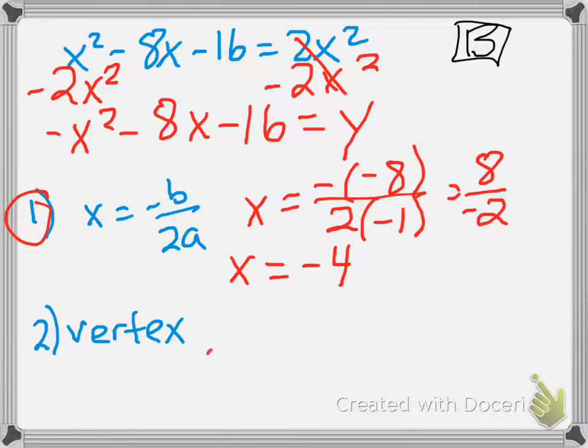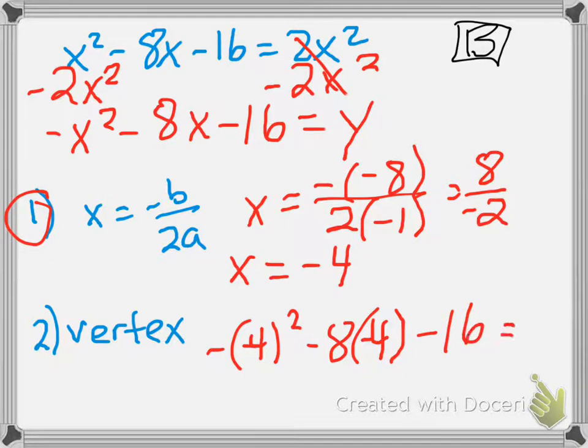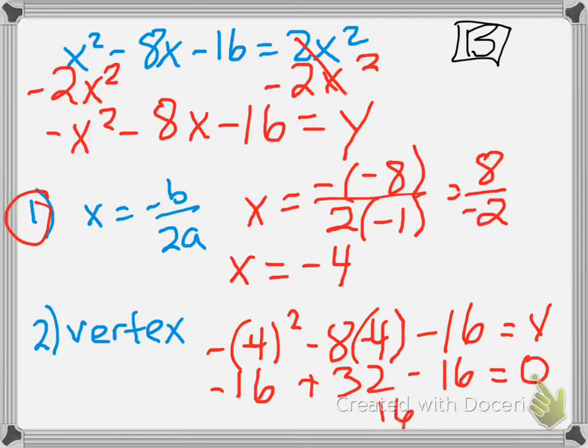My vertex is negative 4 squared minus 8 times a negative 4. Sorry, that's negative. Minus 16 equals y. A negative 4 squared is a positive 16 times our negative sign is a negative 16. Negative 8 times a negative 4 is positive 32. Minus 16 equals y. Negative 16 plus 32 is a positive 16. Minus 16 equals 0. So our vertex is negative 4, 0.